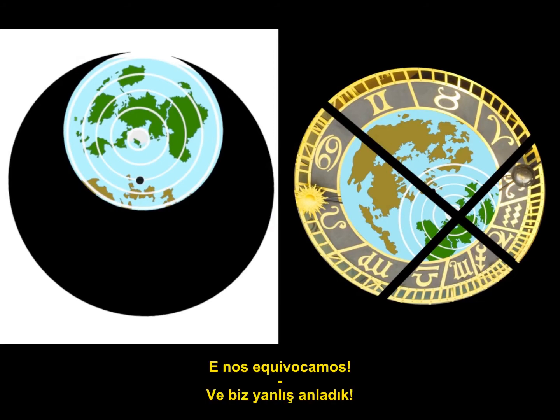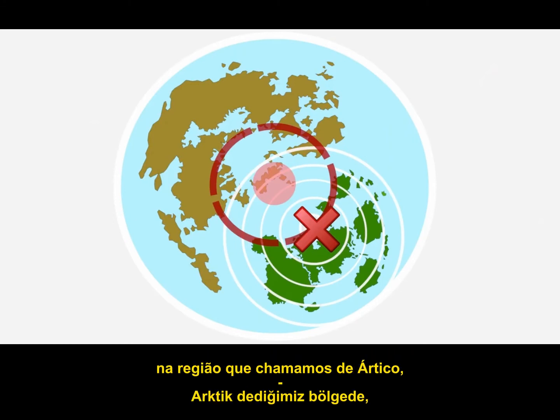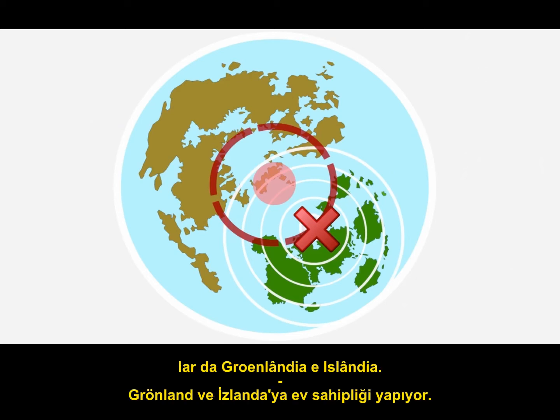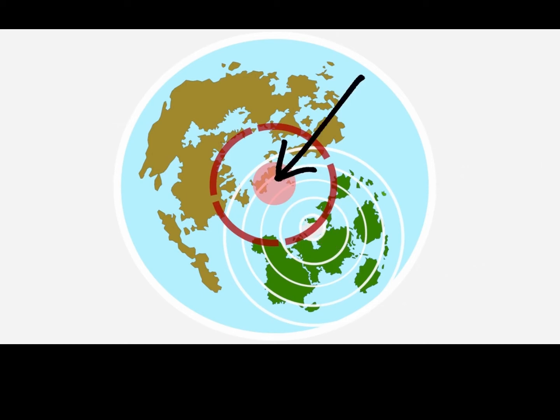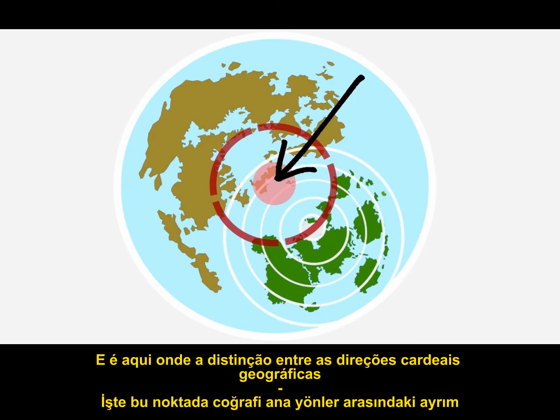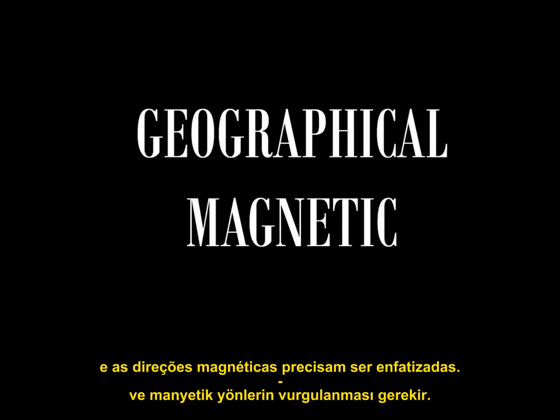And we got it wrong. Polaris is not situated 90 degrees above our north magnetic pole, in the region we call the Arctic, home to Greenland and Iceland. Polaris rests above the vortex at the center of the greater realm. And this is where the distinction between geographic cardinal directions and magnetic directions needs to be emphasized.